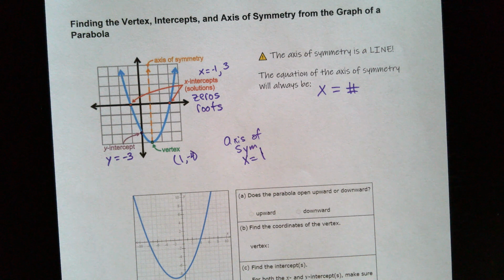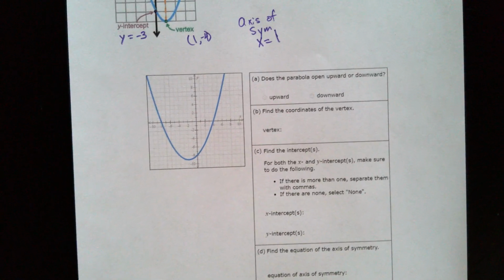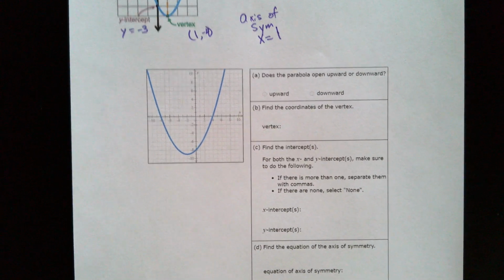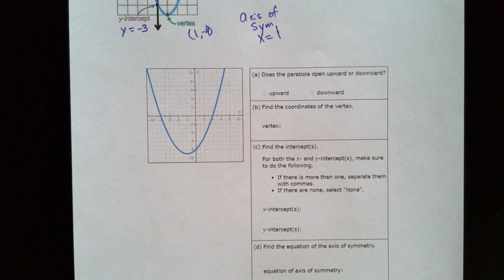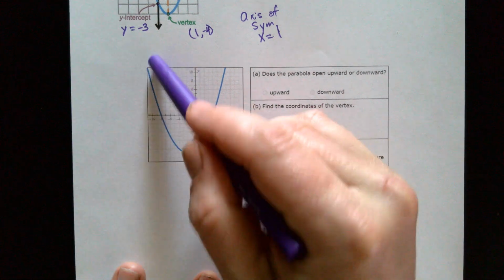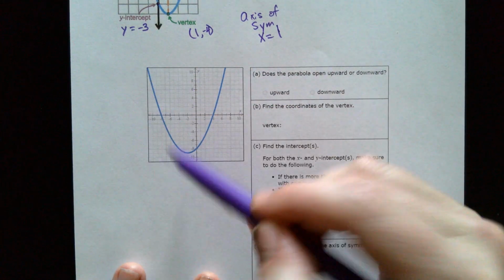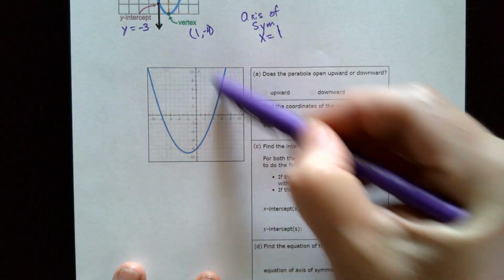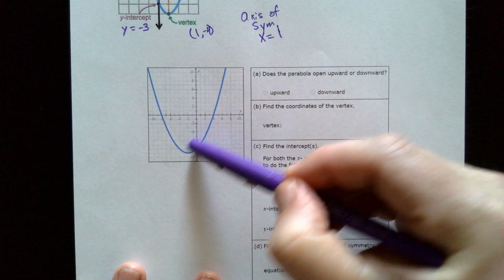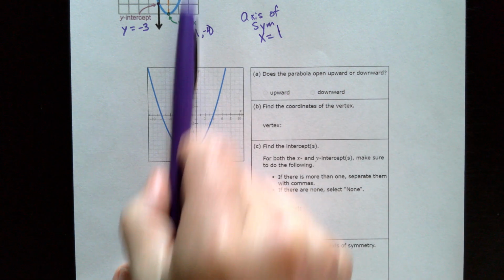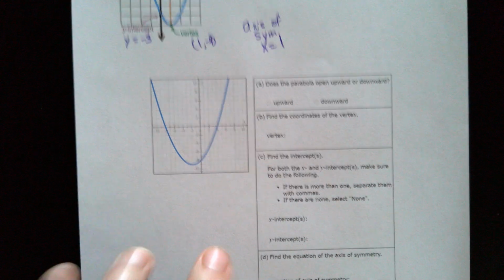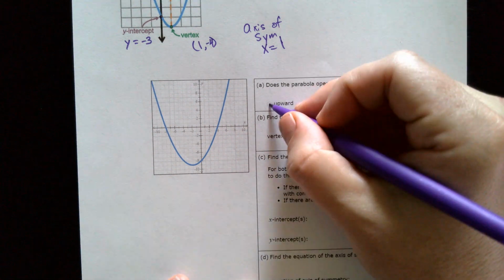Now let's do one that doesn't have it written out for us. Let's answer a few questions about this. Does the parabola open upward or downward? Well, if it looks like this, it's opening up. If it looks the other way, going like this, it's opening downward. So we would say that this one is opening upward because the inside of it is facing up.